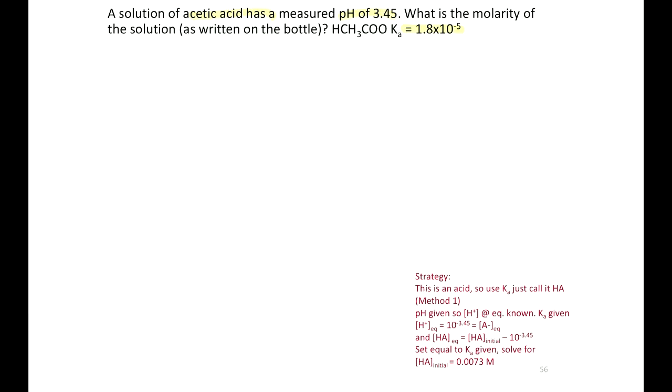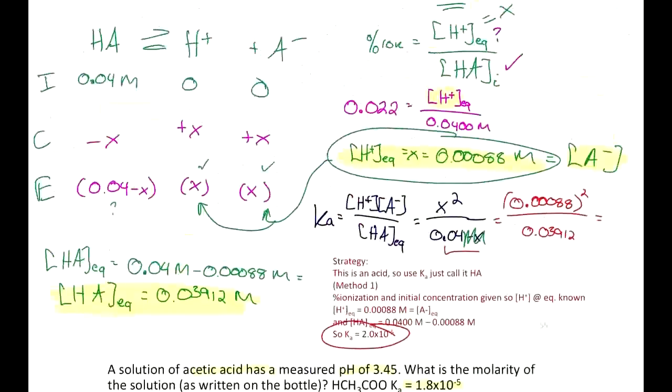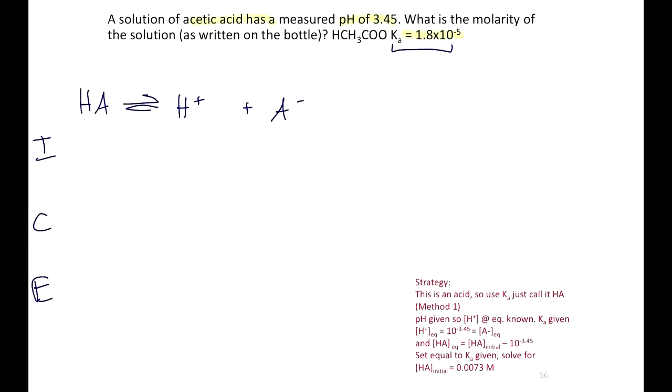So let's approach this question. So HA is an acid, so we should use Ka. And look, we're even given Ka. Fabulous. So let's just write a generic Ka expression. So HA becomes H+, A-. Do my ice table stuff. So in the previous question, we wanted to calculate Ka. In this question, I give you Ka, and I'm actually looking for a different spot on this ice table. We want to know what is the molarity written on the bottle.